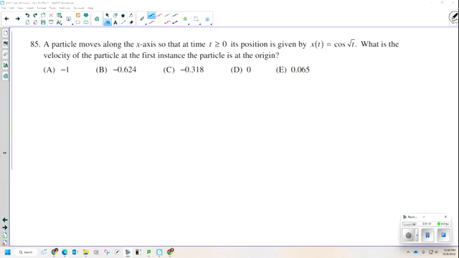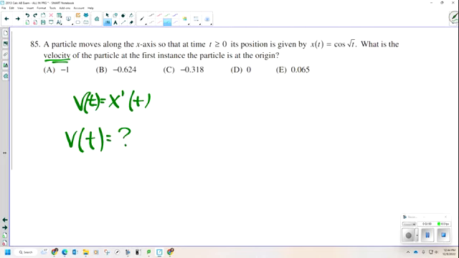This is where you need to take a breath and understand what they're asking you. What is the velocity? So first of all, I need to figure out velocity. Velocity is basically the derivative of position, right? I should do v of t. Okay, that's velocity. So what is the velocity? I need to know the time to plug into velocity. What time do I put in? The time that the particle is at the origin for the first instance.